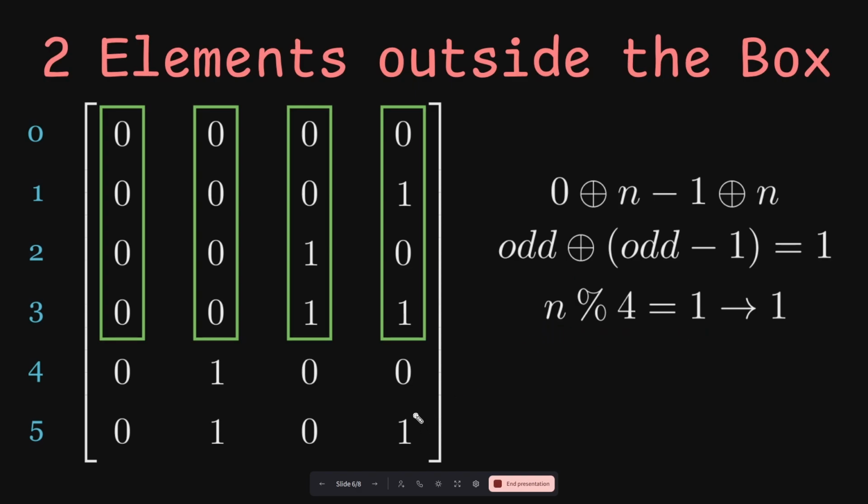If n is an odd number, it will contain a set bit at the last index, and n minus 1 will contain 0 in this position, and all the remaining bits will be identical. So if you XOR these two elements together, these bits would become 0 and this last one would remain. So therefore, if n modulo 4 is equal to 1, the answer will be 1.